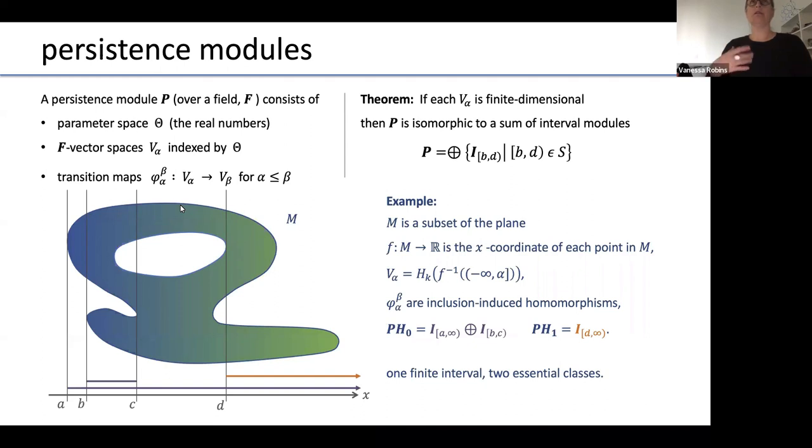And because we're going to be looking at height functions, and typically we're looking at lower level sets, V alpha will be the homology of the lower level set of our function F, the pre-image of, yeah, right? So we're just taking our snail object here and looking at lower level sets as the threshold increases through that set, okay? And in this particular example, of course, we have one essential class in dimension zero, that's the connected component. We have one finite lifetime homology class associated with this little tail. And then we have one essential class in dimension one, which is the hole.